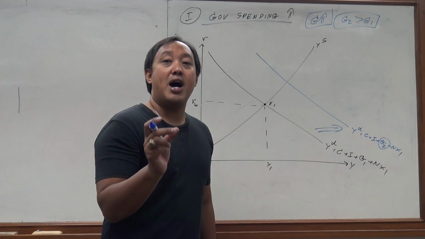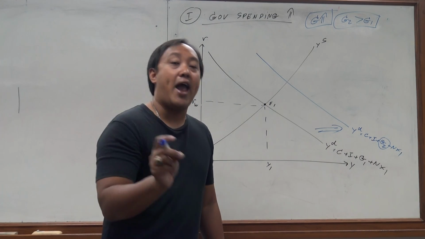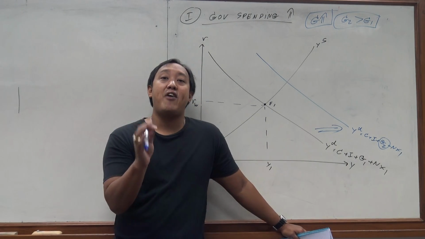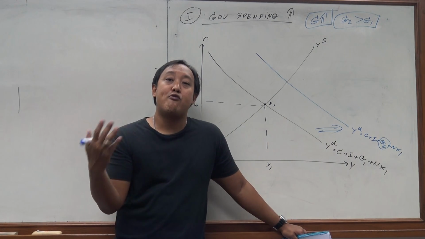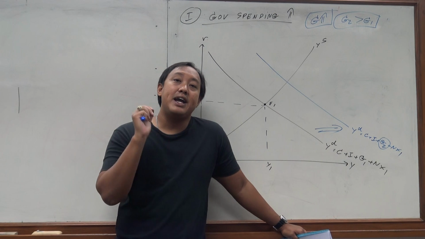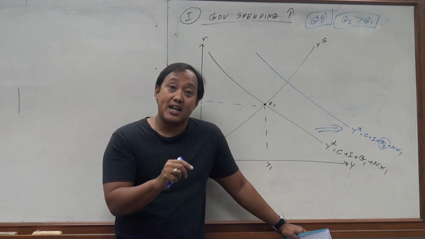And you should remember that we also have a small effect in the model. The small effect is when the government spends more, people are going to be afraid that someday in the future the government is going to tax more.